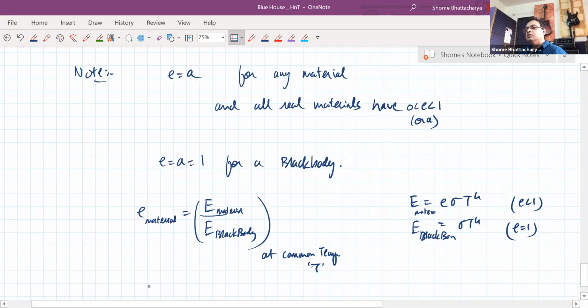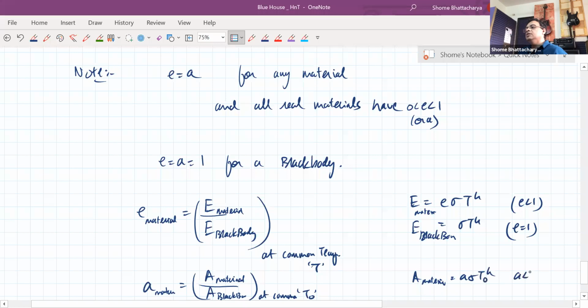And likewise, absorptivity for a material is equal to absorptive power for that material as a ratio with respect to absorptive power for a black body at a common surrounding temperature. Because absorptive power for the material will be A sigma T naught raised to the power 4, where A is less than 1, whereas absorptive power of the black body will be equal to sigma T naught raised to the power 4, because A is equal to 1 for the perfect black body.